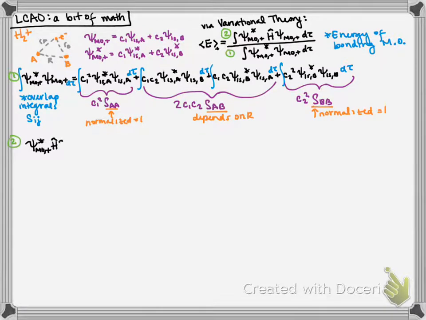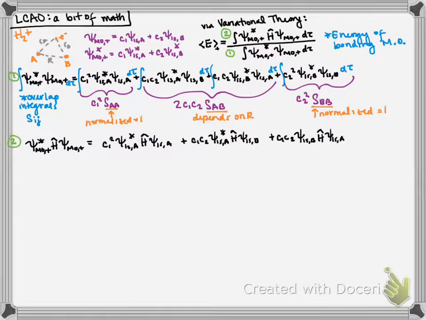And so let's deal with our second integral. Now this is the one with the Hamiltonian. Again, we're going to get 4 terms. The first only deals with nucleus A. So we have C1 squared, psi1sA star, Hamiltonian acting on psi1sA. Now remember, this is our full Hamiltonian, whatever that looks like. And then we'll get 2 mixed terms, where in the first one the Hamiltonian acts on psi1sB, and in the second one the Hamiltonian acts on psi1sA.